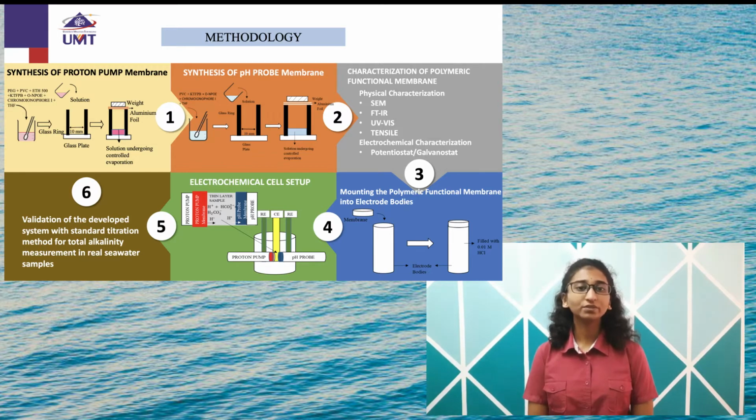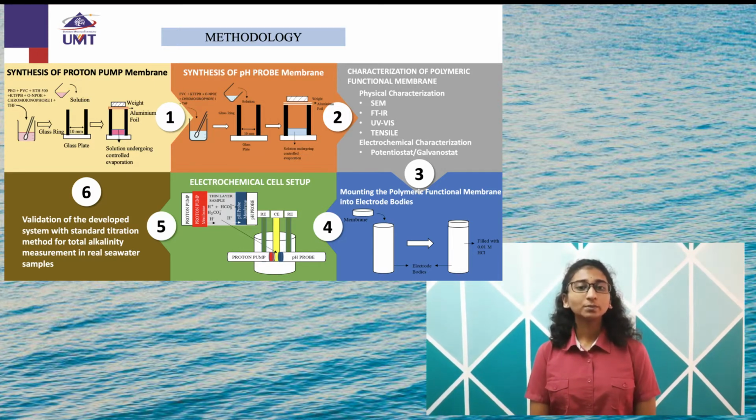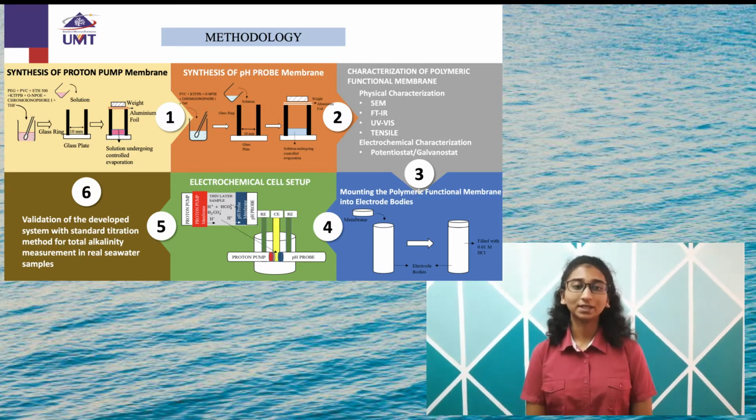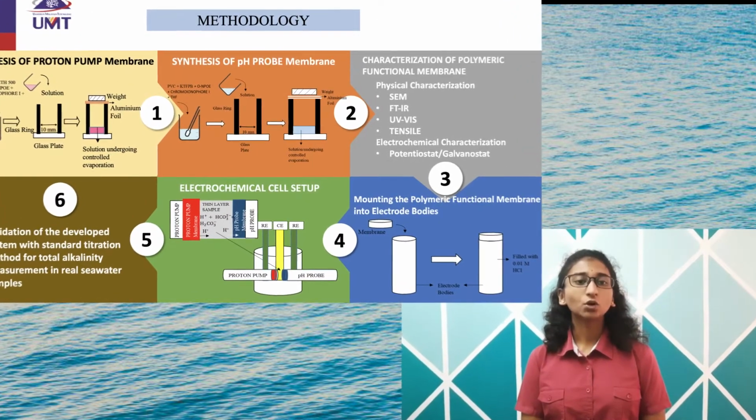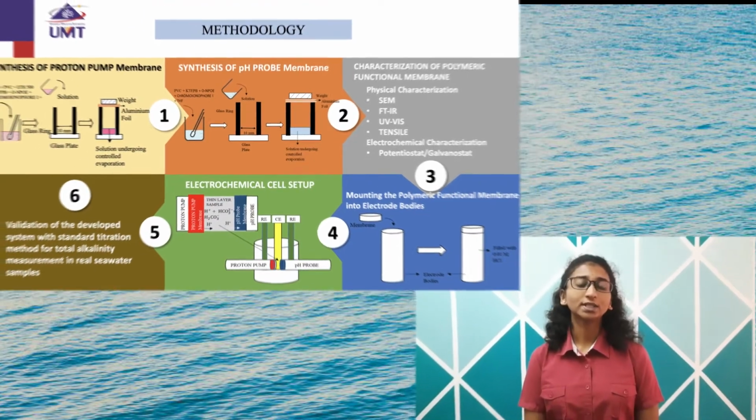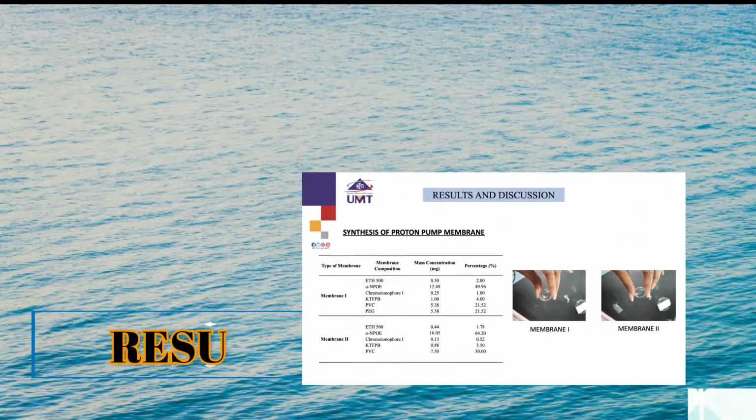The synthesized polymeric functional membrane is then characterized in order to identify the suitable membrane to be coupled into the electrode bodies. In this case, the proton pump membrane is mounted into the electrode bodies to form the proton pump, and the pH probe membrane is mounted into the electrode bodies to form the pH probe respectively. Once mounted, the electrochemical cell setup is then constructed in order to measure the total alkalinity value in the seawater samples. These are the results of proton pump membrane formed.